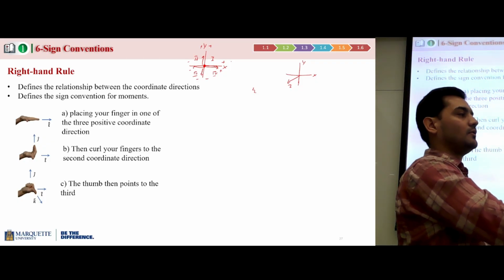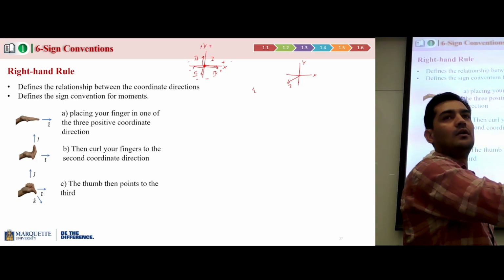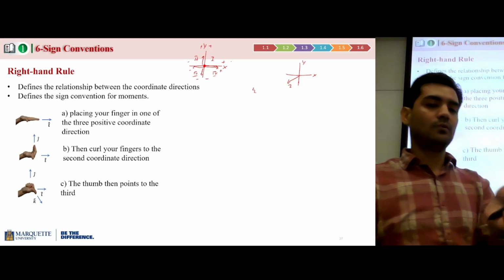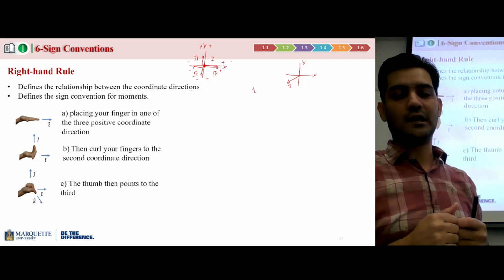So if your coordinate system is tilted in some way, you can use your right hand to figure out what are the directions of positive x, positive y, positive z. We're not gonna use this system a lot, but that's the most accurate system to figure out the direction.